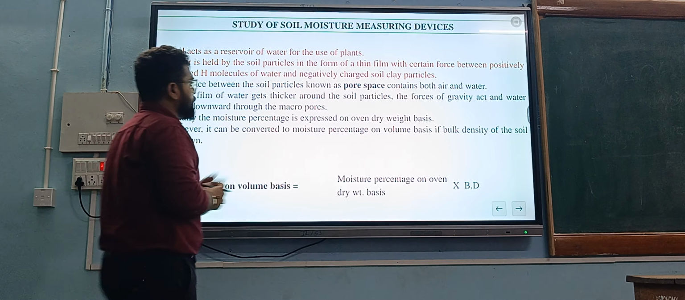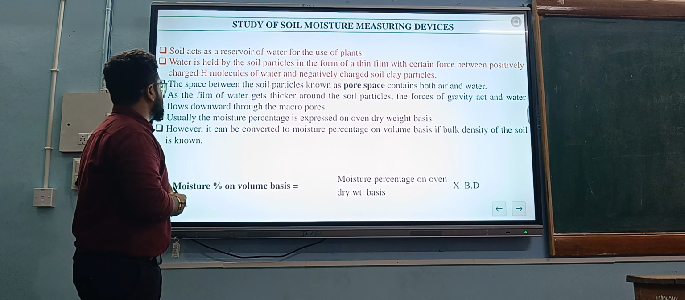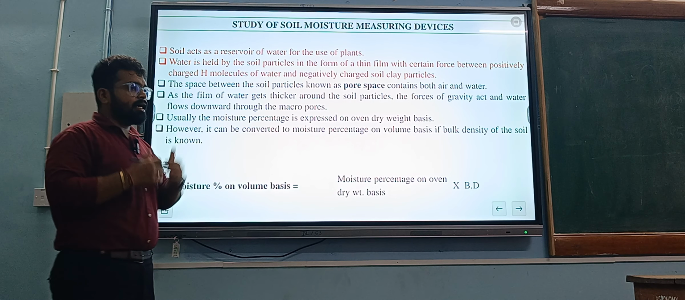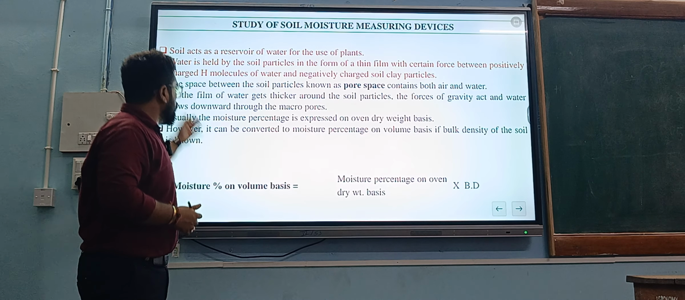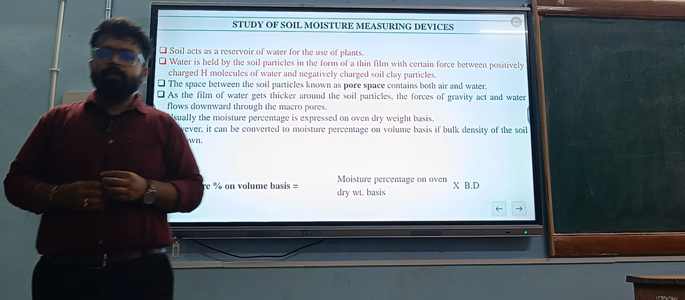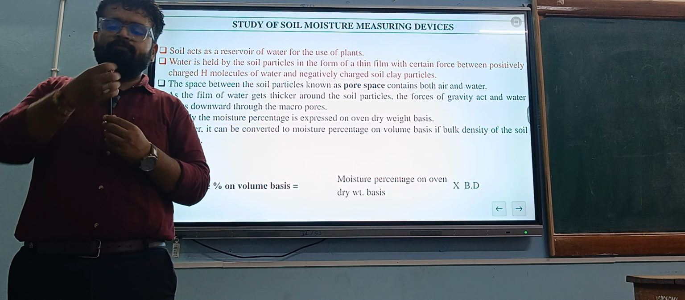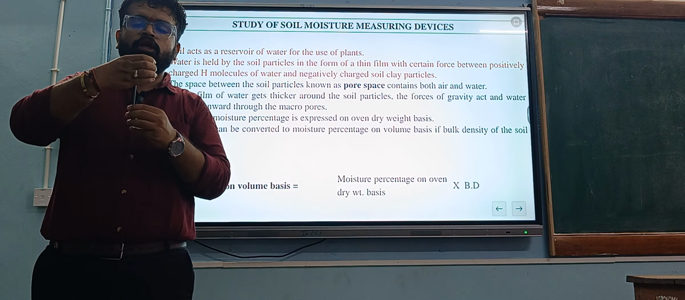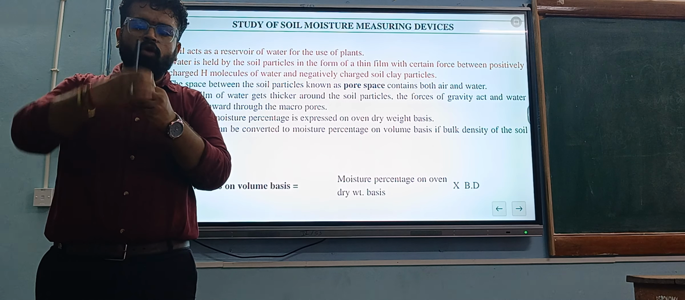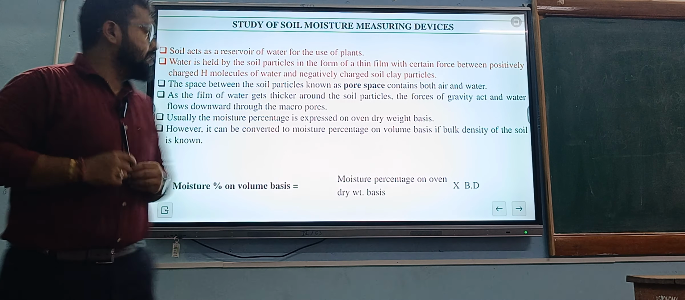The space between the soil particles we call pore space. As the film of water gets thicker around the soil particle, the force of gravity acts and water flows down through the macropores. See, if this is a soil particle and water is present on it, as the water around the soil particle starts getting bigger, it flows down under the influence of gravity.